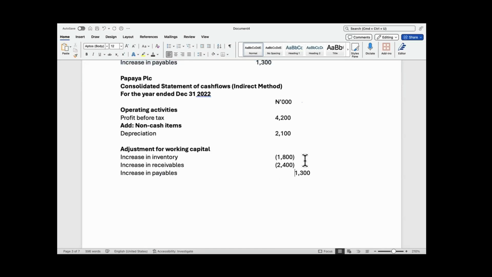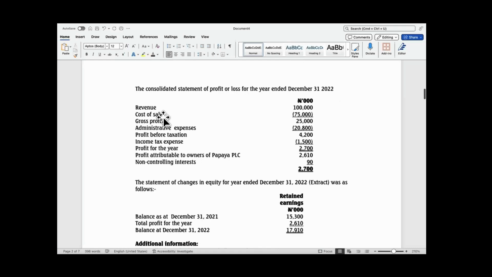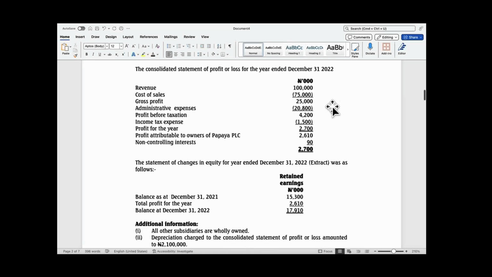Okay. So I'm done with adjusting for non-cash for everything. I'm done with admin, cost of sales, and revenue. Then I now go back to the item after my PBT, which is my income tax. And my income tax here is how much? 1,500. So now we'll go back to like directs normally. The indirect is nothing beyond after you have adjusted for non-cash and working capital. It ends there. Every other thing is the same way that we do for directs.